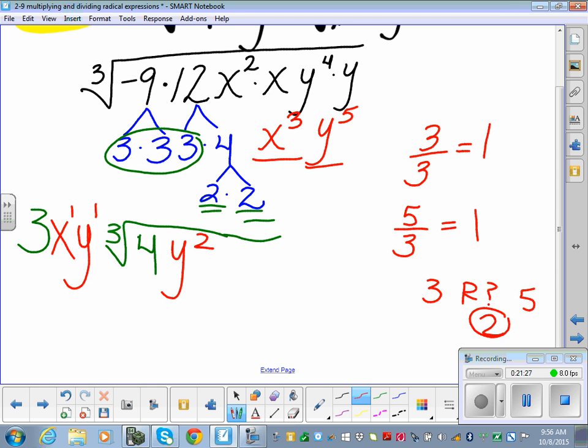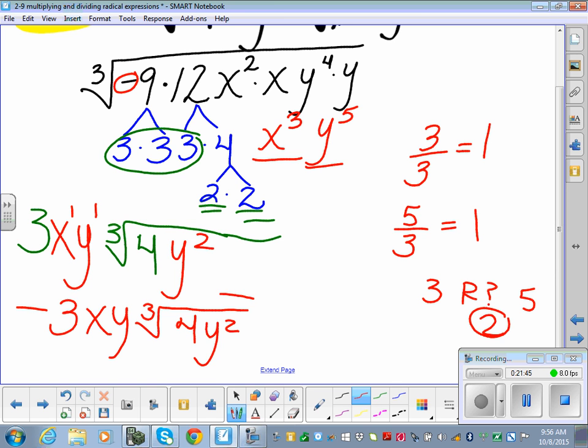Now we'll write our answers pretty style, and we'll do a 3, x to the 1st is just x, y to the 1st is just y, not forgetting to write the cube root of 4y squared. And then I forgot the negative. Thank you for fixing that before it was too late. So our final answer is negative.